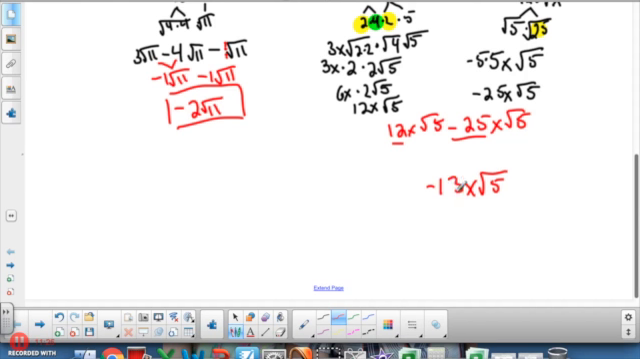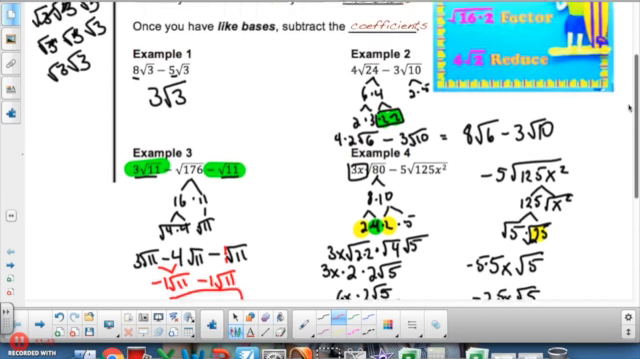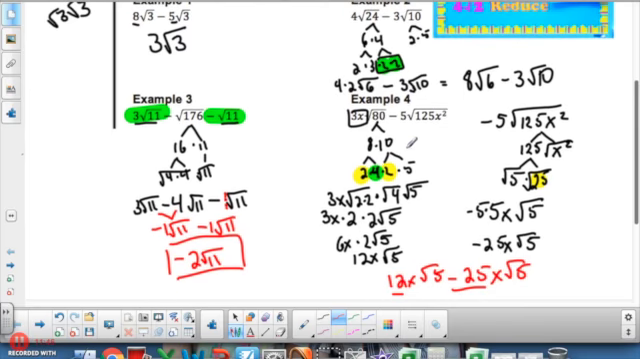But 12 minus 25 is -13. So my final answer is -13x root 5. Hopefully I didn't make any mistakes there, because I do realize that that was a lot of work. But ultimately it boils down to, we simplify the radical. Once we're done simplifying that radical, we multiply it by the coefficient that was already there. Then we look at our second term, we simplify its radical, and then multiply it by the coefficient that's already there. And then we can do our subtraction.